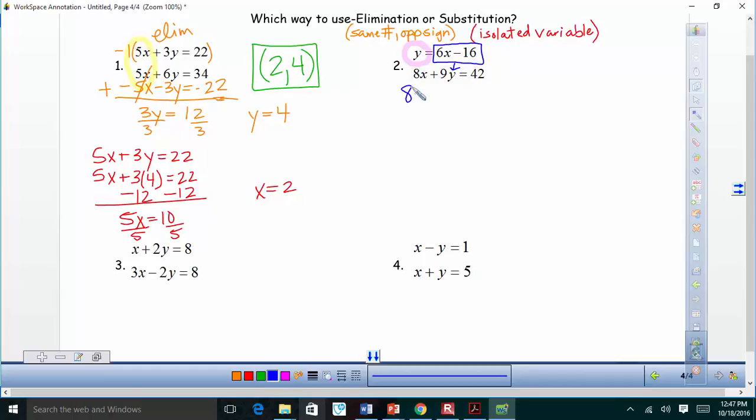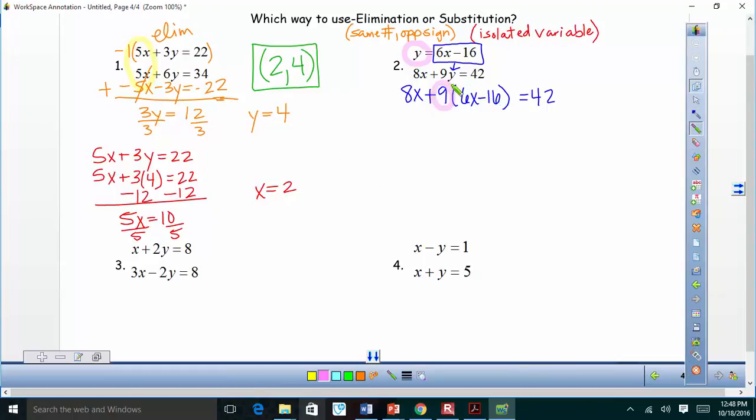So I'm going to rewrite this as 8x plus 9, and where y is, I'm going to put a parentheses. I'm going to put equals 42. Okay, so instead of y being right here, I'm going to put 6x minus 16. Now, what does this 9 outside of this parentheses mean? Distribute. So we're going to take the 9 and we're going to distribute that.